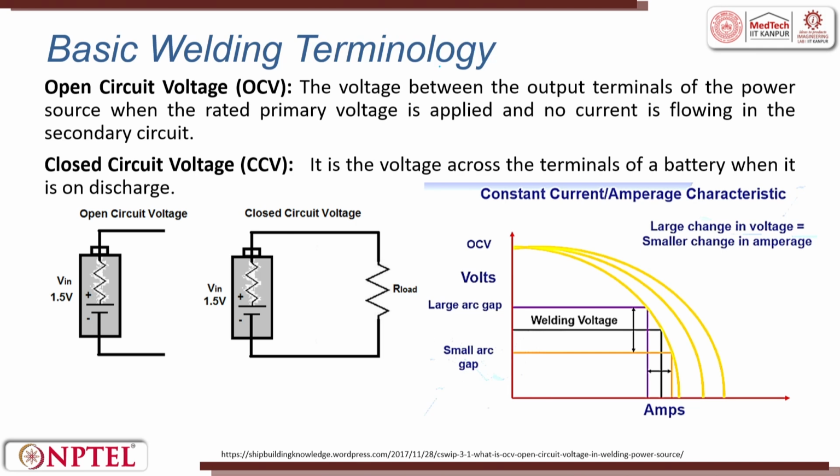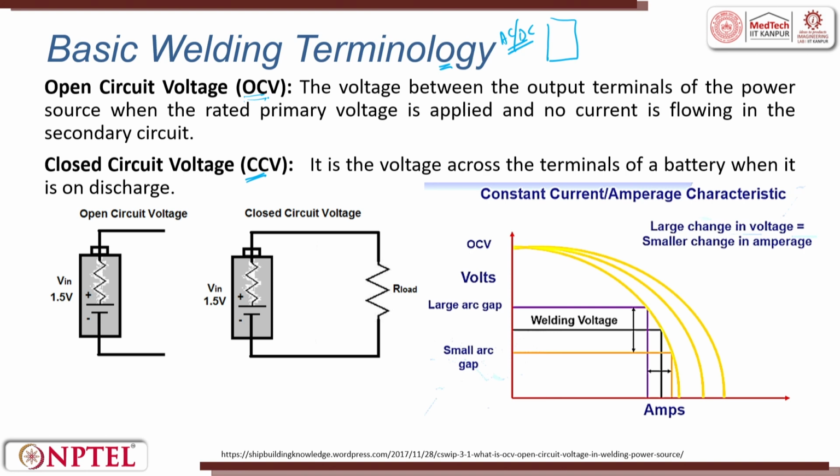So, now we have to talk about the source, right. We said it can be an AC source or a DC source. There are two terminologies which are very important for the power supply. One is called the open circuit voltage, OCV. The other one is called the closed circuit voltage.